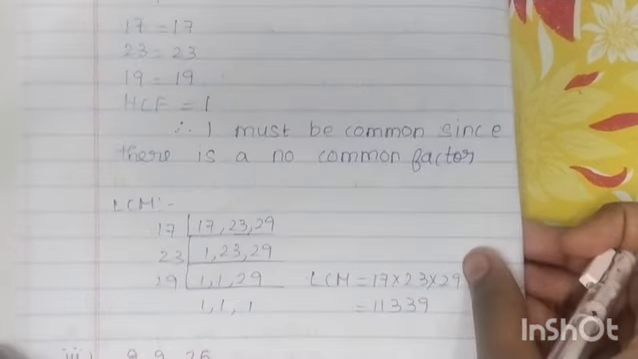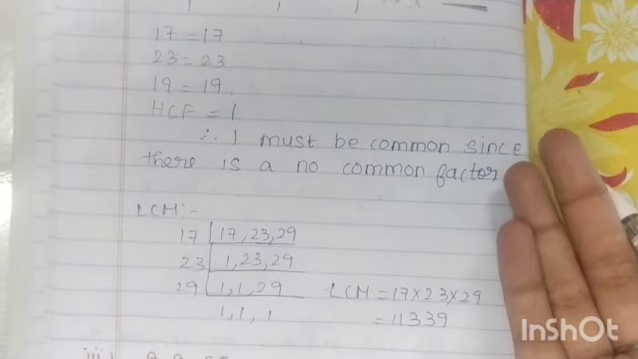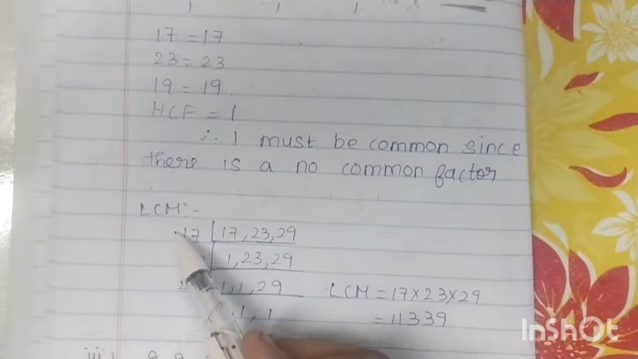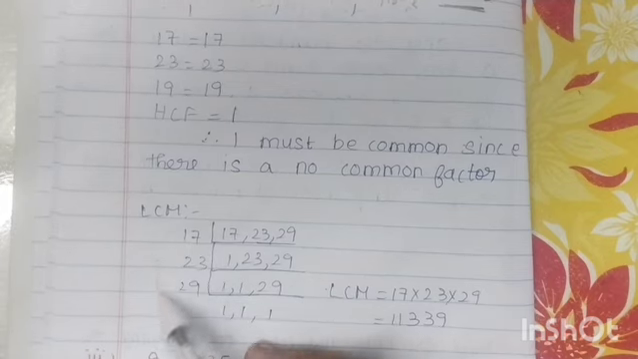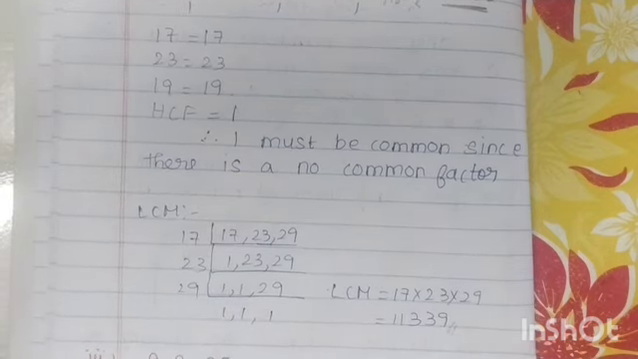Moving on to LCM, same, since they are prime numbers, we have to multiply all these numbers. So this will be your final answer.